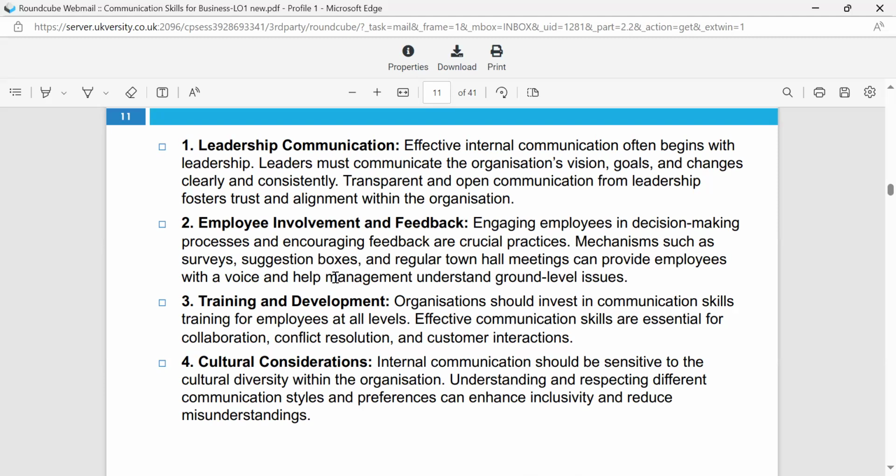And then finally, cultural considerations. Organisations should be sensitive to cultural diversity, because understanding and respecting everyone's culture, being diverse and enhancing inclusivity, reduces misunderstandings and conflict. So you must respect cultural considerations.